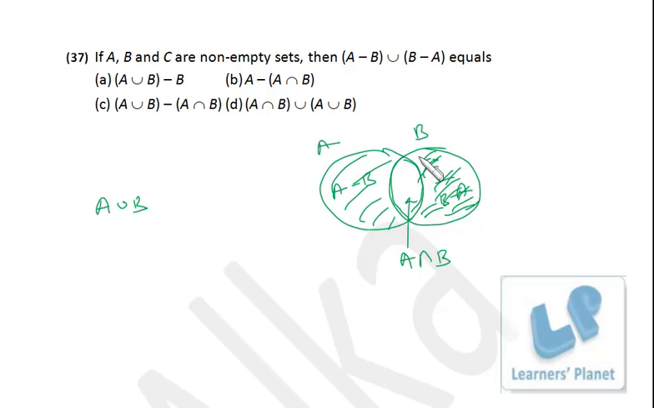So A union B, this complete circle, a combination of two circles, minus this is A intersection B, right? So this is this portion plus this portion, that is A minus B union B minus A. So this is the correct choice. I'm sorry, not this, this. Yeah, A union B minus A intersection B. This is the correct choice. Okay.